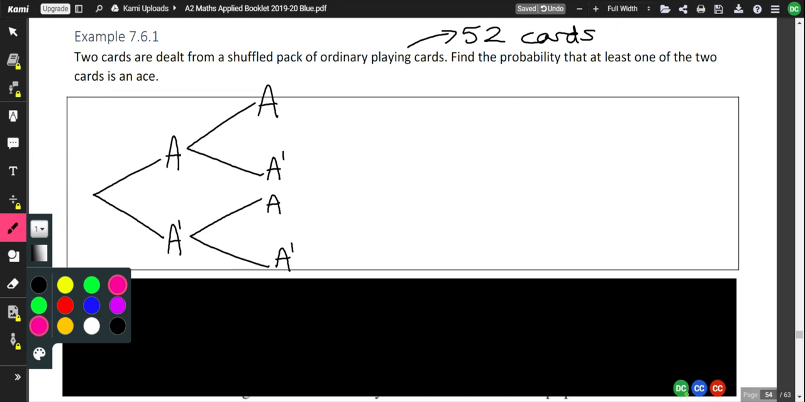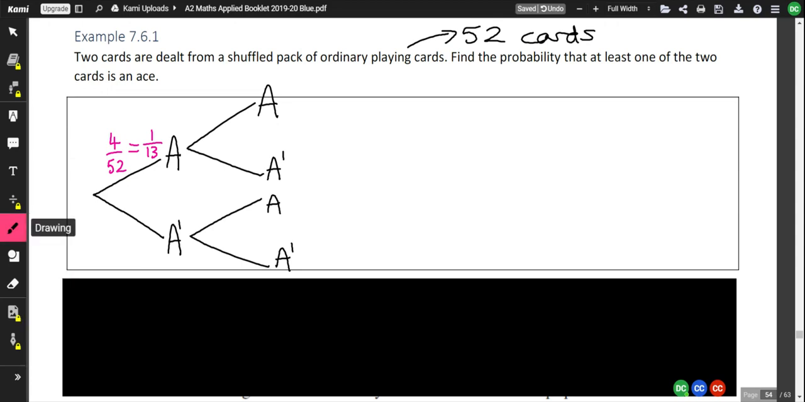So the pack of cards, 52 of them, four of them are aces. So on the first selection, there's a 4 in 52 chance of getting an ace. That could be cancelled down to 1 in 13. Again, on the first pick, the chance of not getting an ace would be 48 out of 52. There's 48 cards that are not aces. That could cancel down to 12 out of 13.